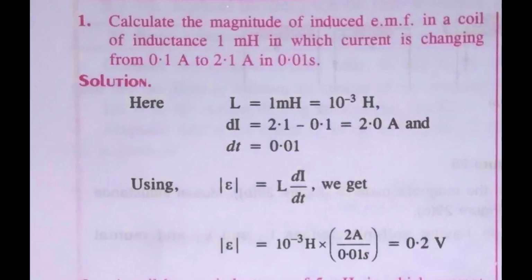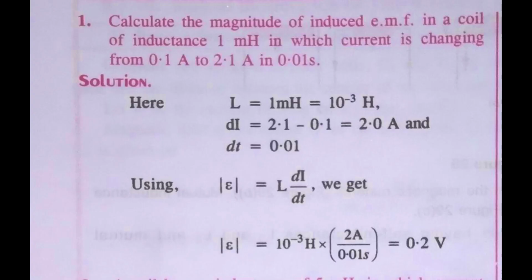In this question, we have to calculate the magnitude of induced EMF in a coil of inductance 1 millihenry in which current is changing from 0.1 ampere to 2.1 ampere in 0.01 second. So we have the given data. First of all, we have the value of the inductance. We can convert it into henry as milli is equal to 10 raised to power minus 3. So it changes to 10 raised to power minus 3 henry.